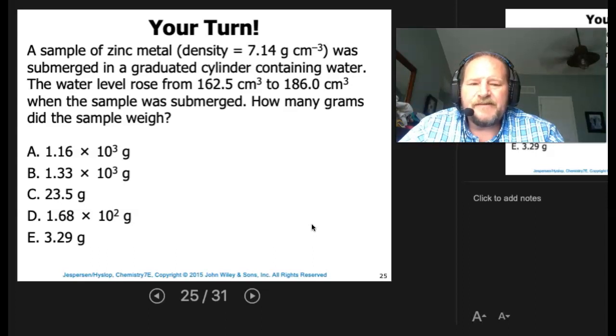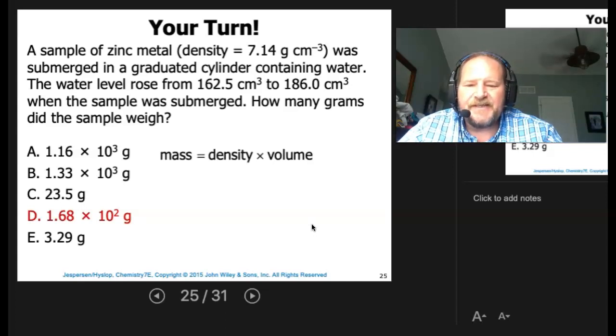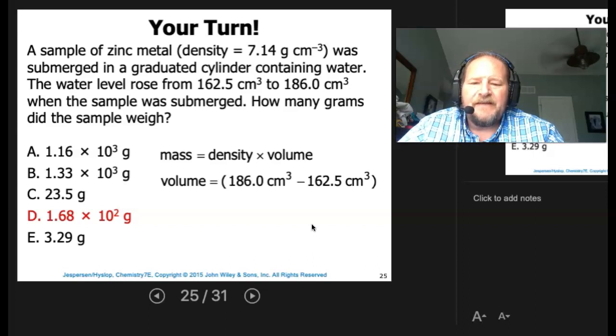Give you a little pause. And hopefully you got 168 times 10 to the 2 grams. So here we took mass is equal to density times volume. They gave us a density.